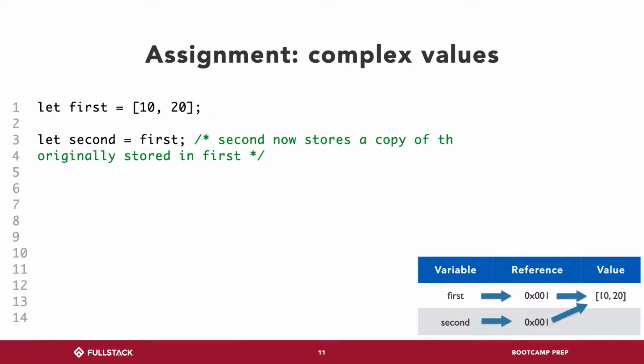Right. So back to where we were. You say let first equal an array, 10, 20. Then you're defining a new variable, second, and you're setting it equal to first. Second now stores a copy of the array originally stored at first. I mean, no, it's a copy of the reference.